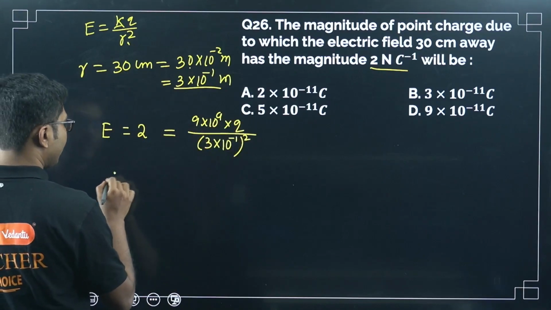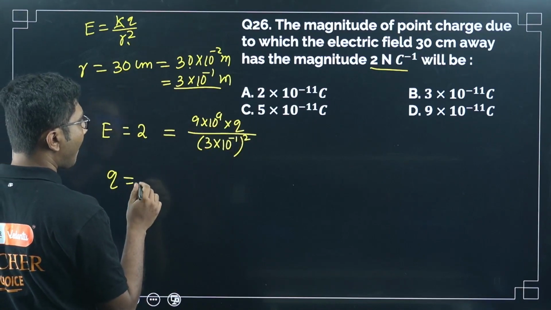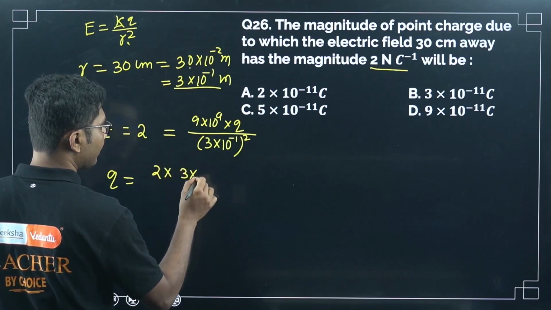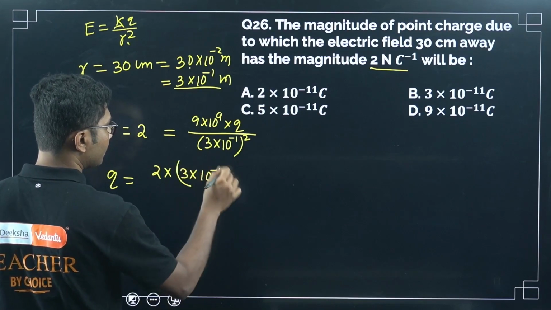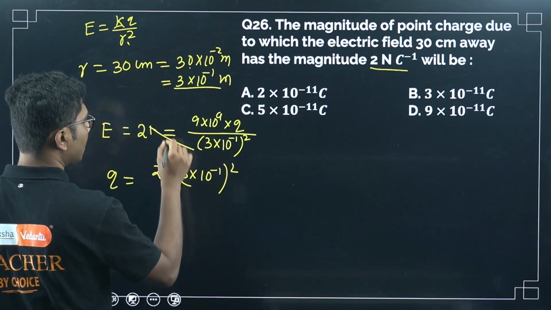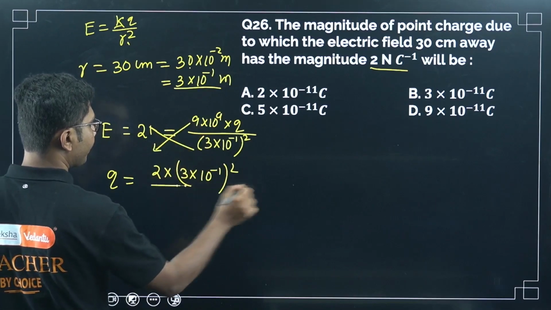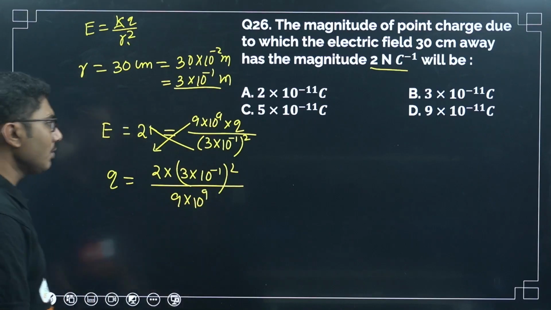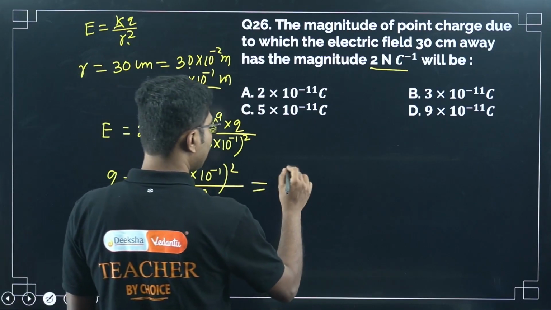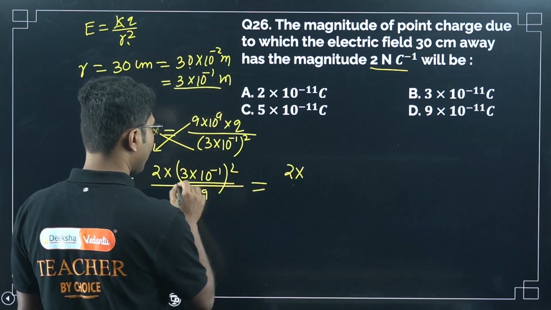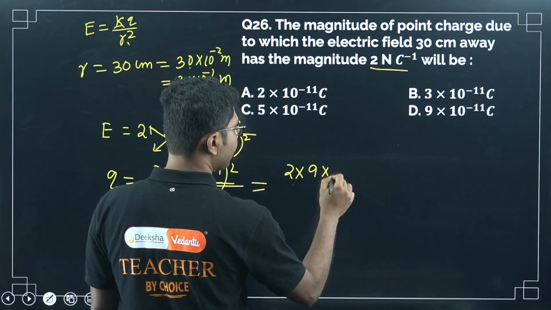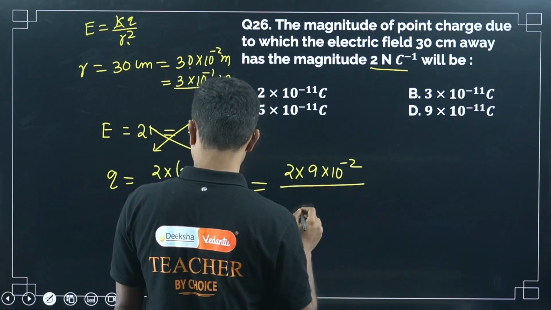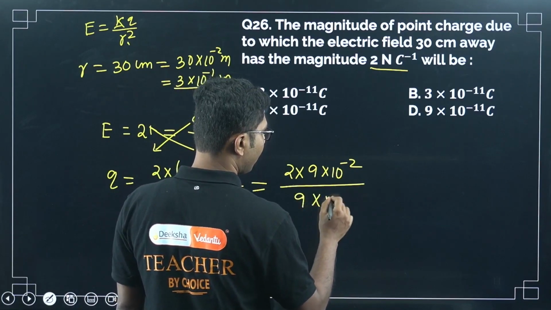So Q will be equal to 2 times 3 times 10 to the power of minus 1 whole square, and this will come down, 9 times 10 to the power of 9. So let's simplify. 2 times the square of this will be 9 times 10 to the power of minus 2, minus 1 whole square, so minus 2, divided by 9 times 10 to the power of 9.